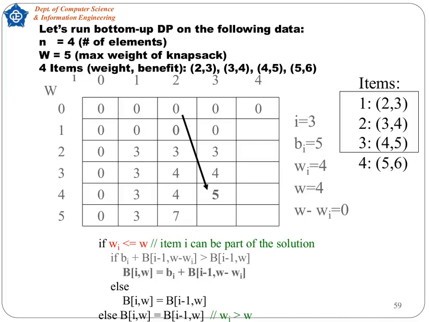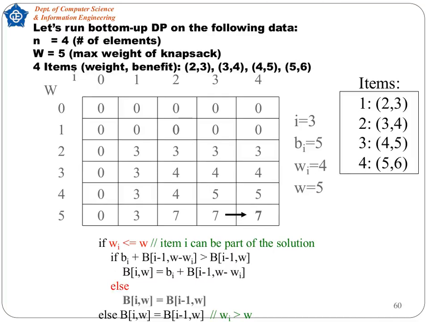By repeating this inclusion versus exclusion check for every i and w, we eventually fill the entire table and uncover the optimal knapsack value. Now that we've seen how to fill a single entry, let's build out the full 0-1 knapsack table for our 4 items and capacity 5.